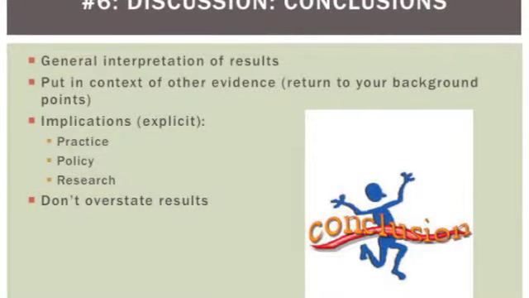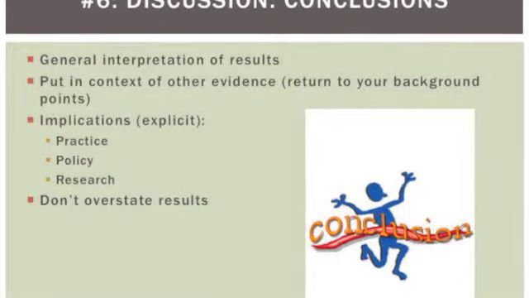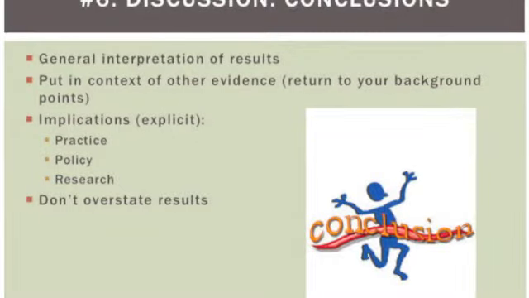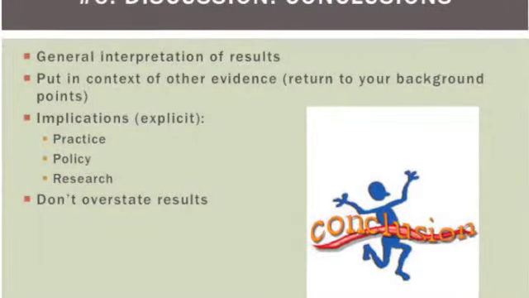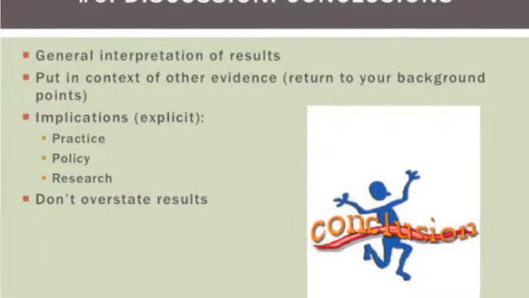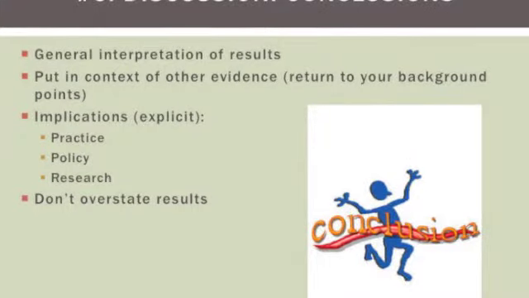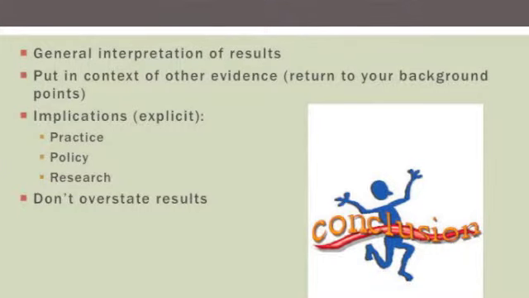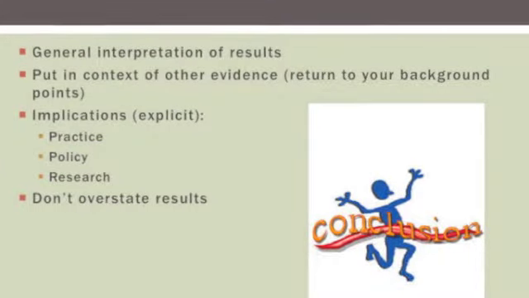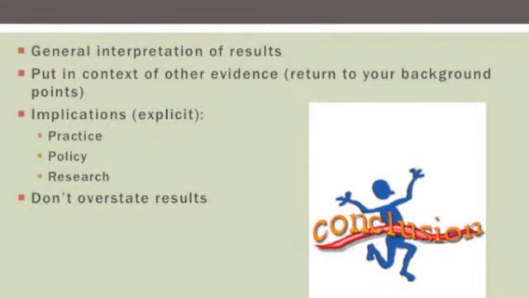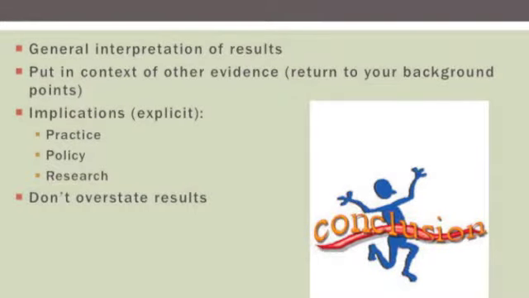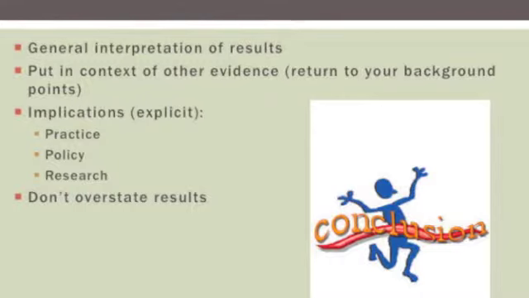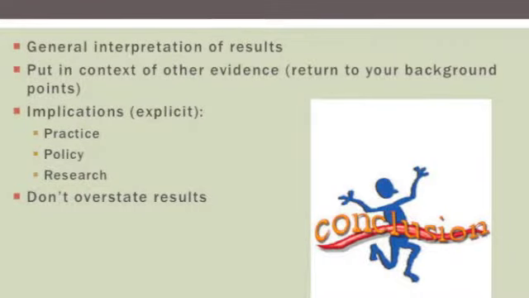Conclusions. You want to put in a general interpretation of the results. Put it in greater context of other evidence. Return to your background points and make sure you address those. And again, you want to be specific in your implications. What is the implications for practice, for policy, for research? And make sure you don't overstate the results. In other words, you don't want to imply that your results from the systematic review mean more than the limitations allow.